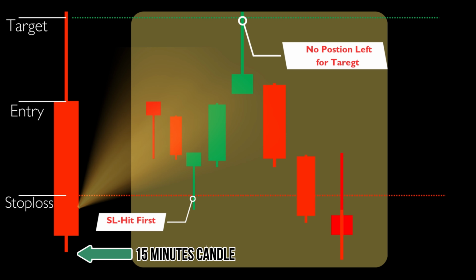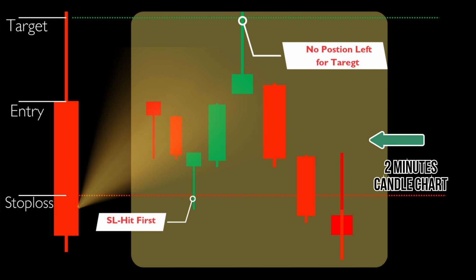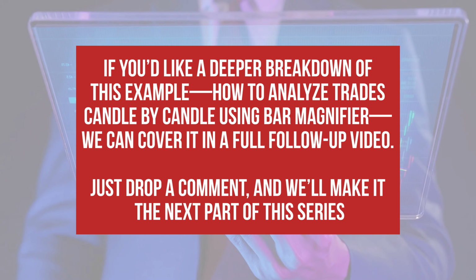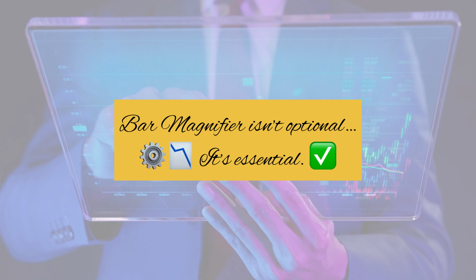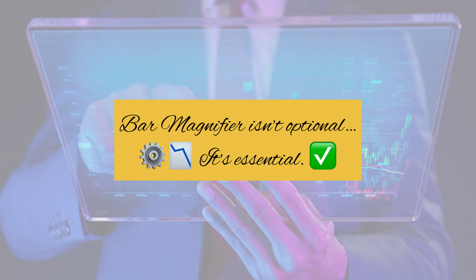Take a look at this example. On the 15-minute chart, it looks like price hit the target cleanly. But with 2-minute data, you see the truth. Price actually hit the stop loss first before it ever reached the target. Without Bar Magnifier, this trade would have shown up as a win in your backtest. But in reality, it was a loss, and that one detail can completely shift your strategy's performance metrics. Now you know, candles don't always tell the full story. If you're serious about strategy development, Bar Magnifier isn't optional, it's essential.